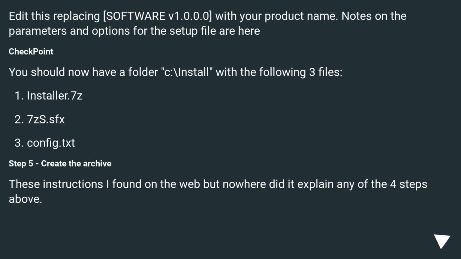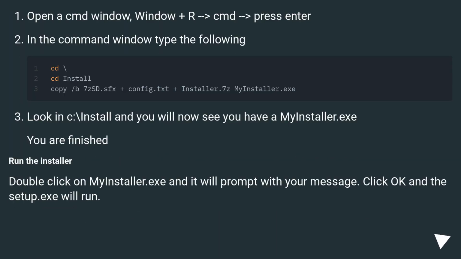Checkpoint. You should now have a folder C:\bar with installer.7z, 7zs.sfx, config.txt. Step 5. Create the archive. These instructions I found on the web, but nowhere did it explain any of the 4 steps above. Open a CMD window: Windows key + R, type cmd, press Enter. In the command window type the following. Look in C:\bar.